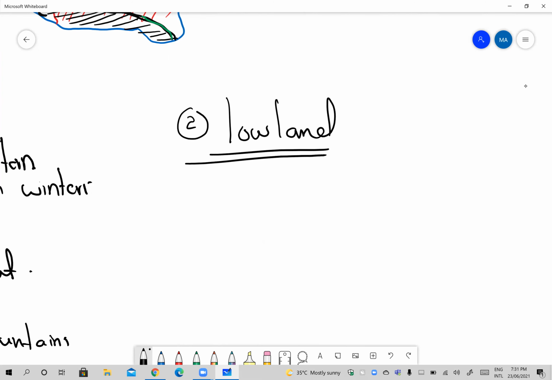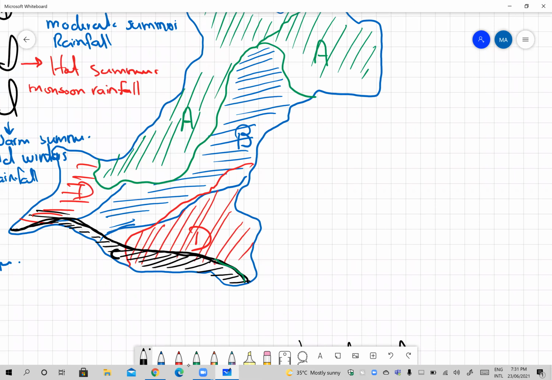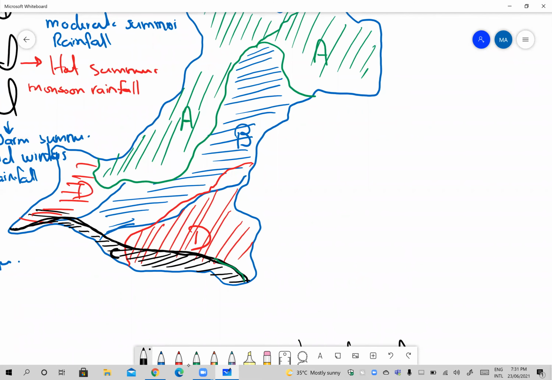Lowland climate includes all the areas alongside the Indus Plain. Guys, Indus Plains are all the areas that are alongside River Indus. If you look at the map again, I'm marking Indus with this black. This is where the River Indus flows, okay? And all the areas on both sides of the River Indus are basically the Indus Plains.